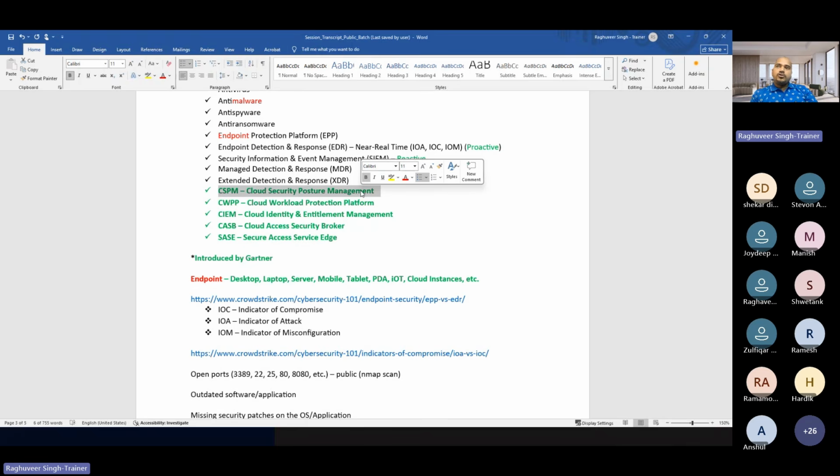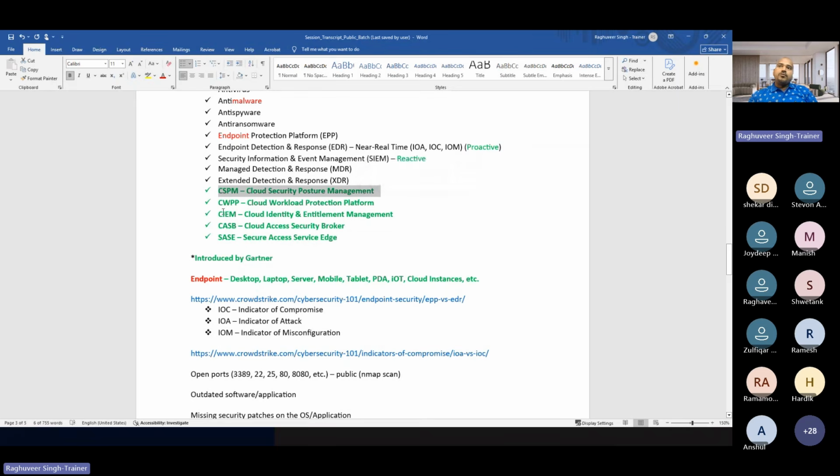Based on these models, the responsibilities of security keep shifting from customer to service provider and vice versa. So a cloud security posture management solution is a security solution that has the capability to analyze the cloud configurations of your Azure subscription or Entra tenant, configurations of your AWS accounts, configurations of your GCP projects and organization, and it will be quick to tell you that this configuration is not correct. This configuration is missing. This is misconfigured. That is known as cloud security posture management.